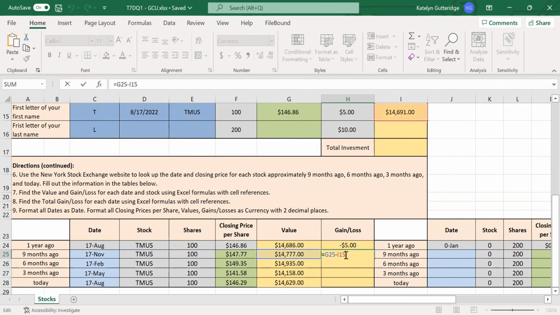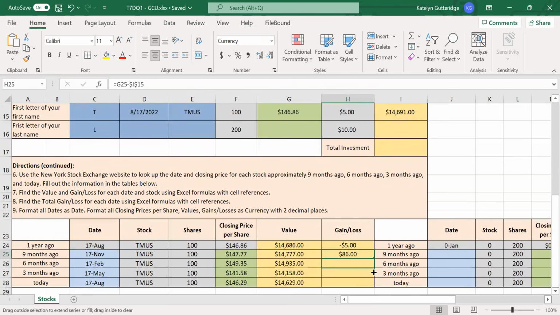We can autofill this formula down to the rest of the table as long as we lock in that initial investment. Then we can autofill it down and we can see the rest of our prices. Anytime you are decreasing, that's when you're going to start seeing those negative numbers because you are losing money. When you're increasing, you're going to see those positive numbers because you are gaining money. And again, it is all compared to that initial investment. So if the value is larger than the initial investment, you're gaining money. If the value is smaller than the initial investment, you're losing money.